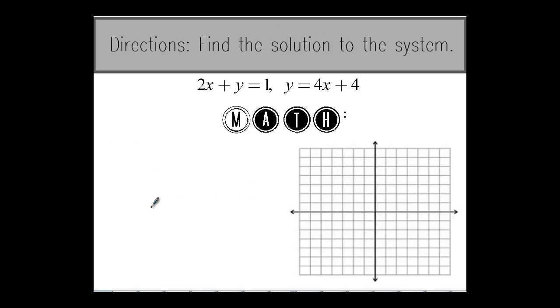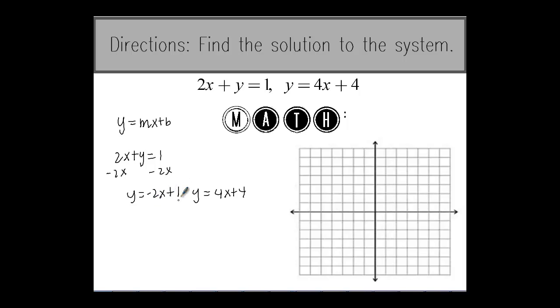The first thing we do is take our first equation and we change it into slope-intercept form. To put it into slope-intercept form, that is the form y equals mx plus b, we take our equation, 2x plus y equals 1, and we subtract 2x from both sides. So we get y equals negative 2x plus 1 for this equation, and our other equation is y equals 4x plus 4. To graph these, we are going to use y-intercept and slope.